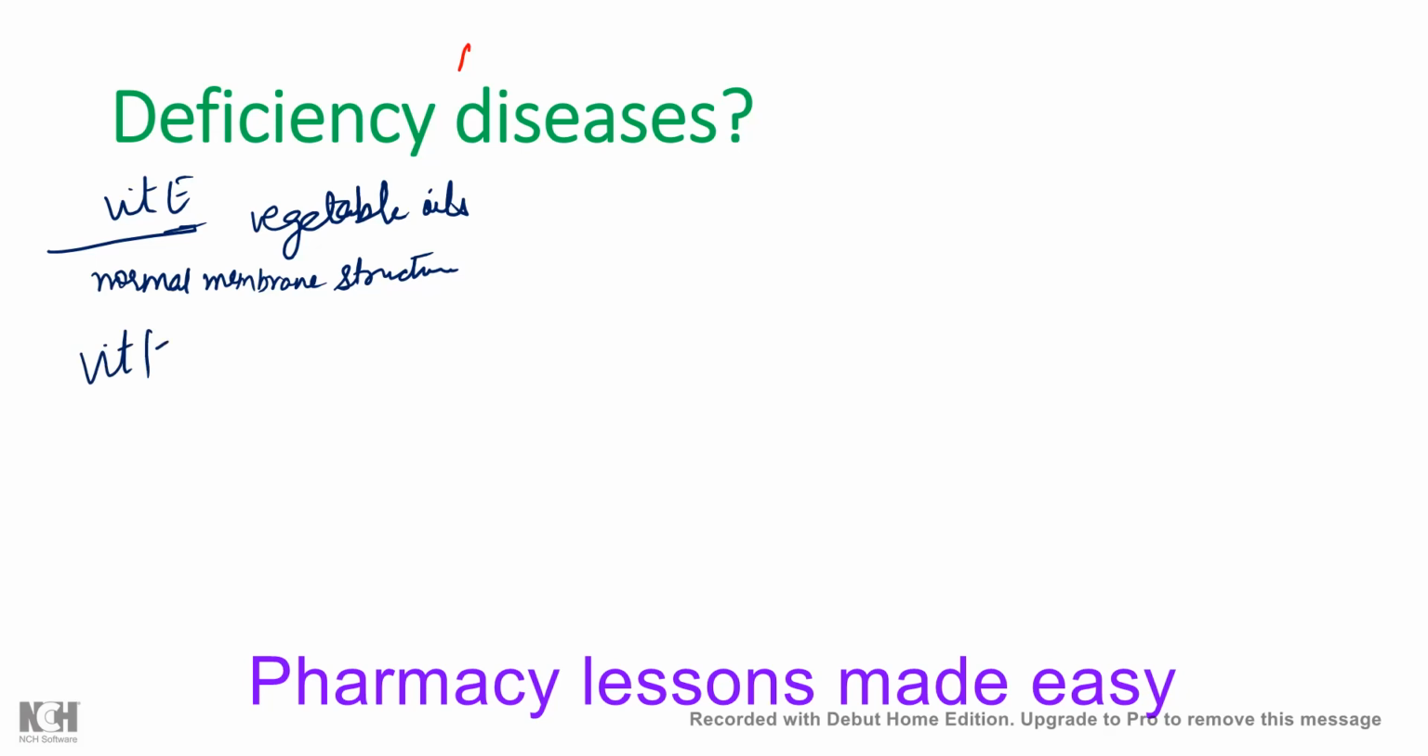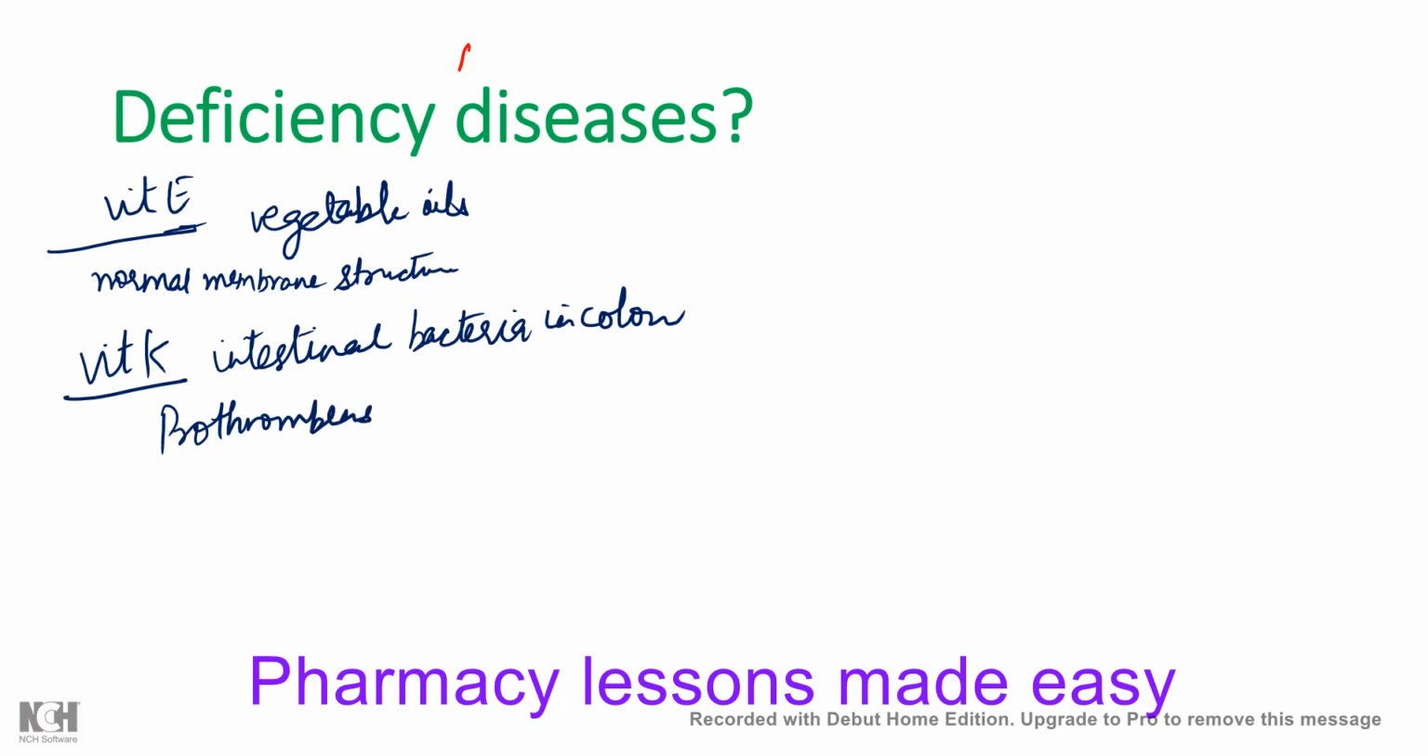Then vitamin K, if we talk about, it is also present in green leafy vegetables like spinach, radish, coriander leaves. It can be synthesized in our colon by intestinal bacteria. In colon. Okay. Next thing is the function. It helps in the formation of prothrombins. Okay, so this is the most important function because ultimately this is an important factor in coagulation of blood.